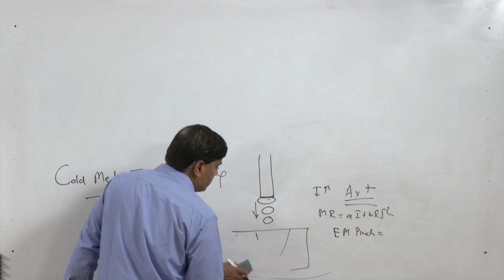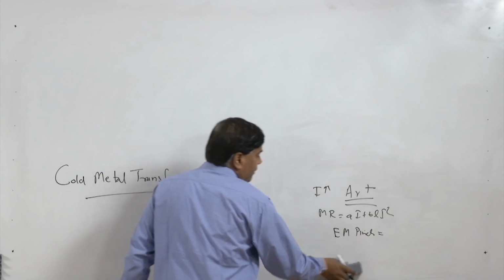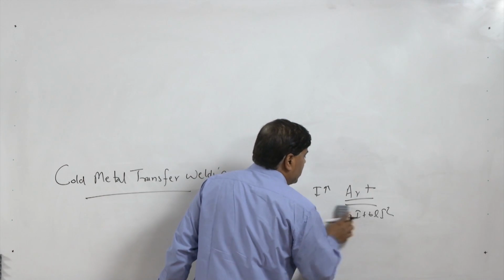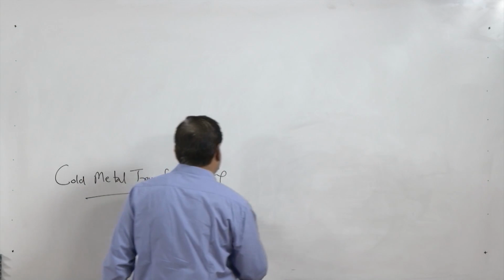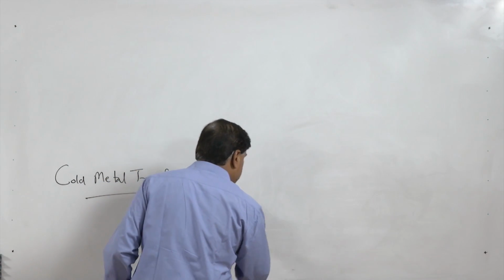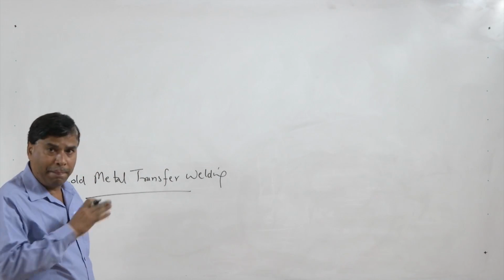Spray transfer is observed when the current is high, and so at high current level the higher pinch force and high melting rate facilitate the faster melting and pinching of the drops even when they are of smaller size, giving the transfer in the form of a spray.